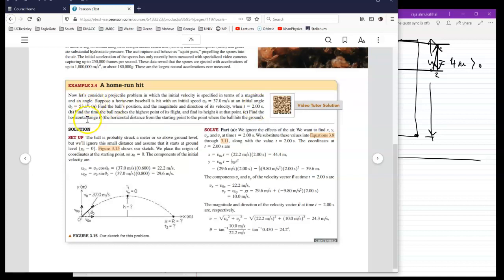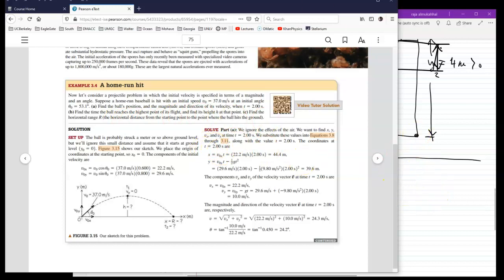Okay. B, find the time the ball reaches the highest point of its flight, basically right here. How long it will take the ball to reach the maximum height, and find its height, y max, what he calls h. Okay? And C, find the horizontal range. So we want to also find the total distance traveled by the ball horizontally. He says find the horizontal range R, and that's it. Okay? All right, let's do it.